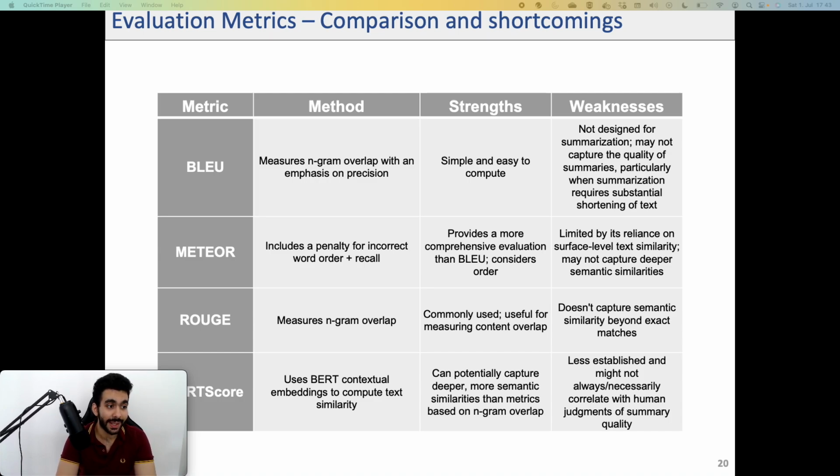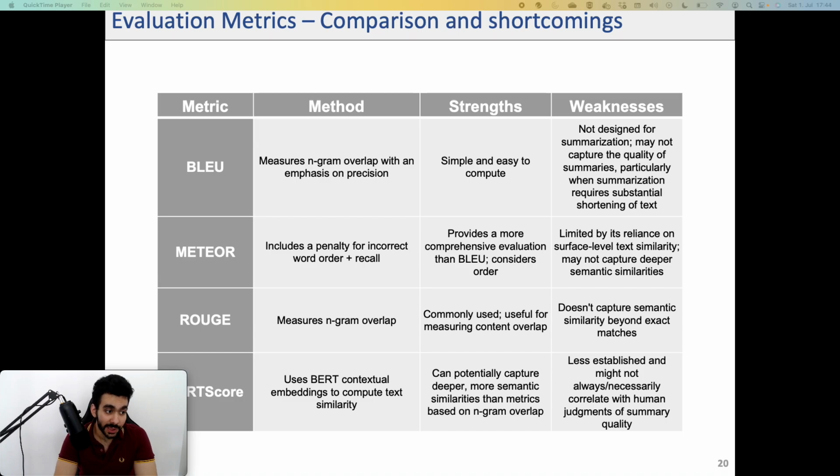METEOR actually provides a more comprehensive evaluation. It considers the order and also the recall. The weakness is that it is still reliant on surface-level text similarity, the overlaps, but not deeper semantic similarities.